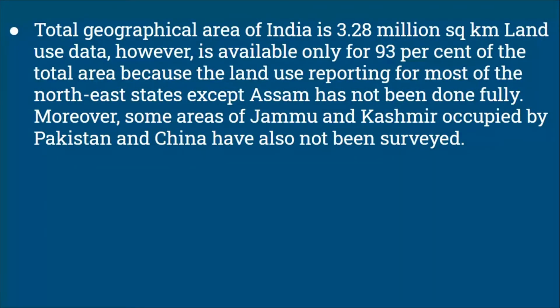So we all know that the total geographical area of India is 3.28 million square kilometres. But land use data is available only for 93%, because land use reporting for most of the northeast states except Assam has not been done fully. And Jammu and Kashmir, we all know it is occupied by Pakistan and China, so we did not survey that. So only 93% is there for land use data.